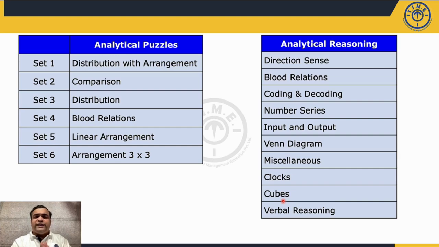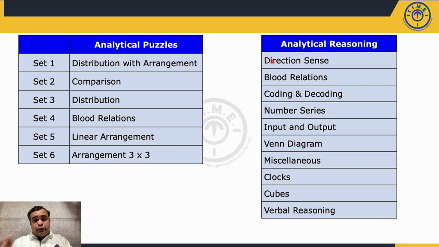Out of 6 sets, if I do an overall analysis, I'd say 3 were doable. The other 3 you could have done, but the amount of time required to solve those questions was a little bit higher. One set was very easy; probably you could have solved that set within 2 or 3 minutes. I'm talking particularly about analytical puzzles, so you could have attempted that set.